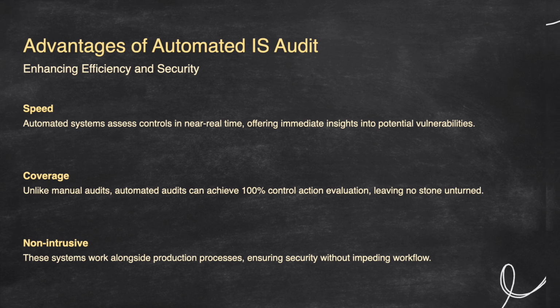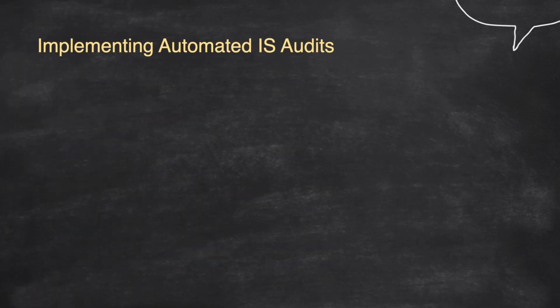Moving next, we'll discuss implementing automated IS audits, that is, the key steps for organizations. Friends, implementing automated IS audits involves several key steps. First, understand your organization's needs and goals. Then choose the right tool that fits your requirements. Next, define what you want to audit and set up the automated system accordingly, making sure that these systems work smoothly with your existing technology. And finally, friends, review and update your processes as necessary to keep up with the changes.